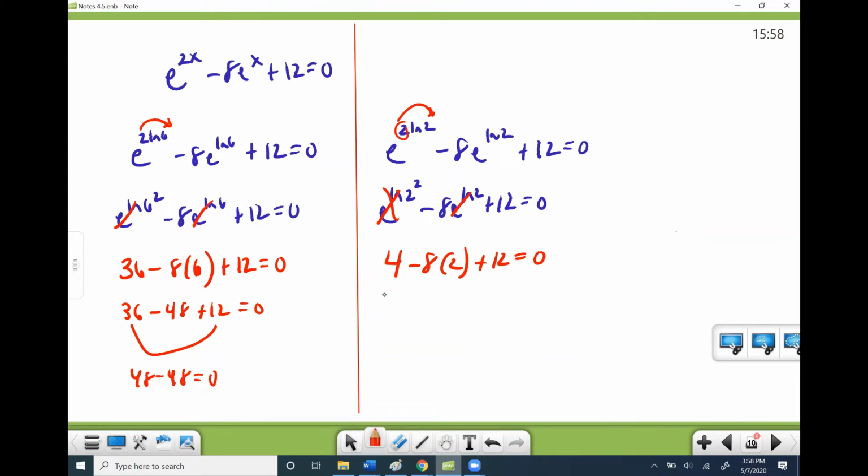Let's see if that one works too. 4 minus 16 plus 12. Let's see, 4 and 12 make 16. Yeah, cool. That was awesome. Okay. All right.